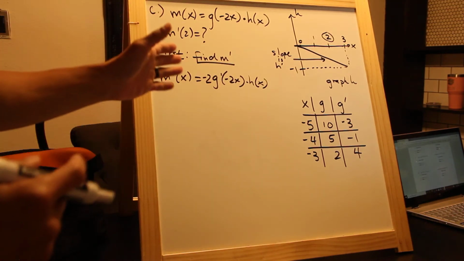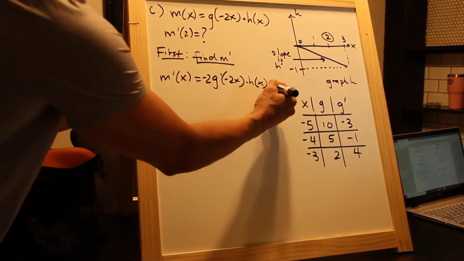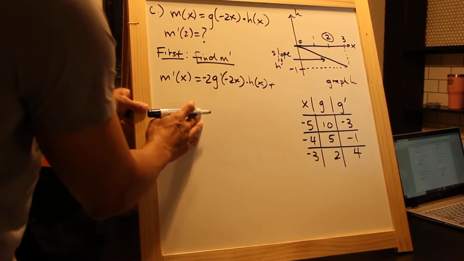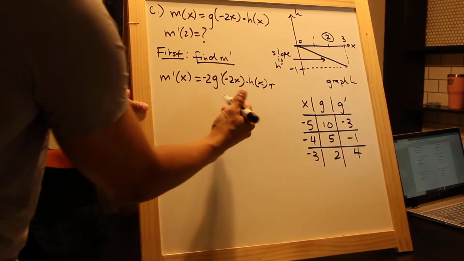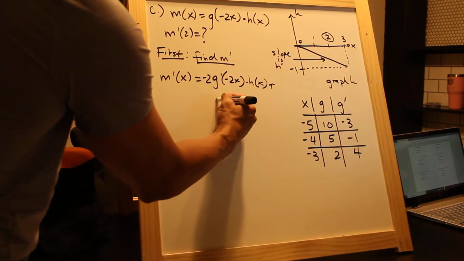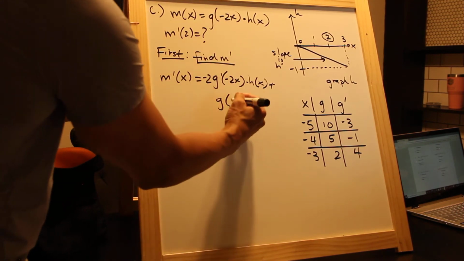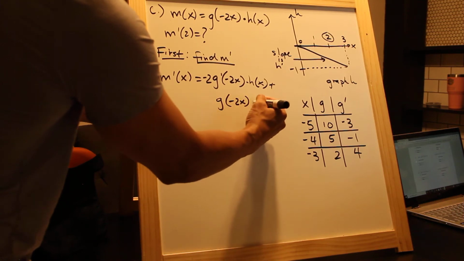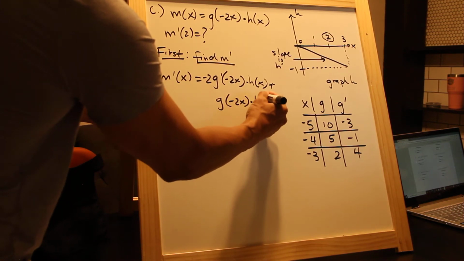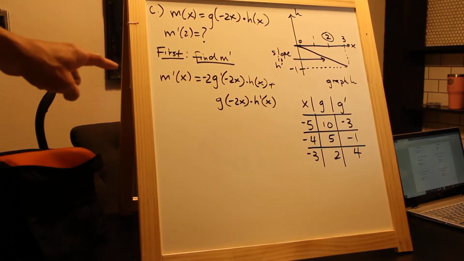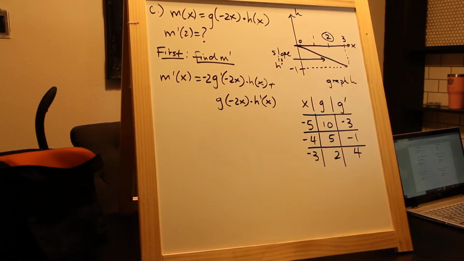Okay, that was left alone. Then plus, I'm going to write it down here so that I don't have any room over here. Plus, now I leave g of negative 2x alone. And then I have it multiplied to h prime of x. Okay, so that's the first thing you should write down right there. That's worth at least 2 points on an FRQ right there.